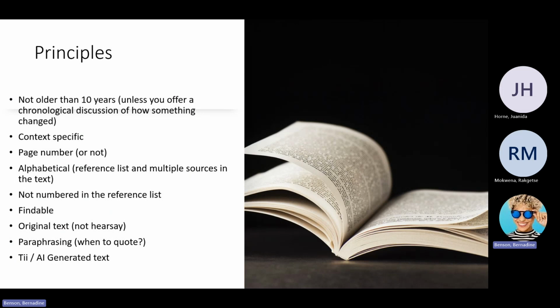So the rule of thumb is we do not use sources older than 10 years. I know in some disciplines, they do not use sources older than 5 years. So in our discipline, our parameters are at least 10 years, unless you are arguing about the chronological development of something. So let's say, for example, you are doing a longitudinal study on the impact of, let's say, policy on safety and security in South Africa.